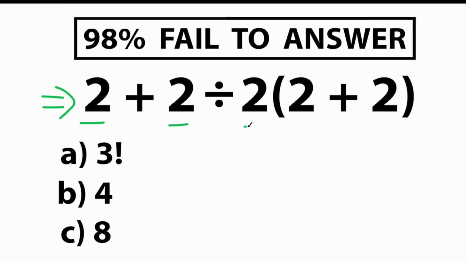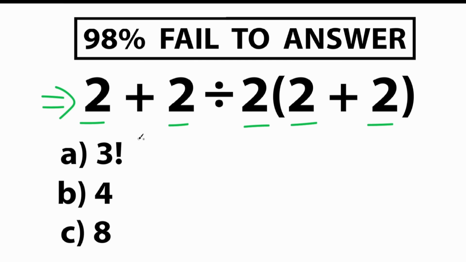We have 2, 2, 2, 2, and we have basic mathematical operations like addition right here. We have division, we have multiplication, and we have addition inside parentheses. So a lot of students might be saying this is the easiest question they've ever seen, and right now you can easily pause the video and write your answer down in the comment section, and in a few seconds we will check your answer. It will be really interesting.